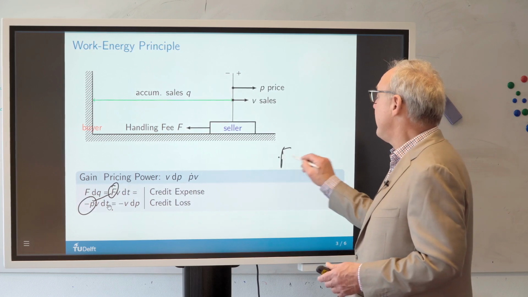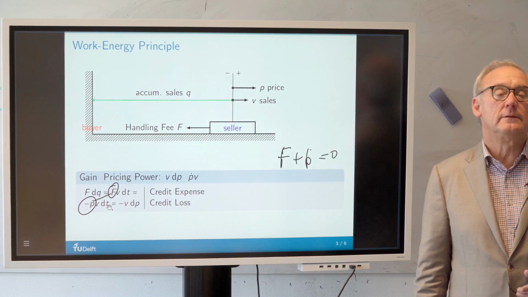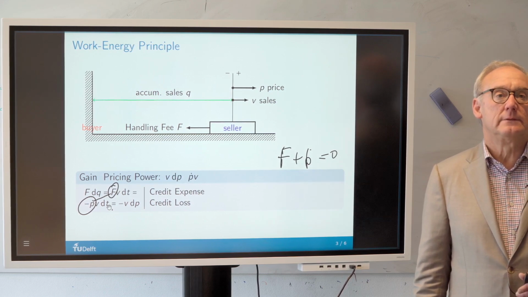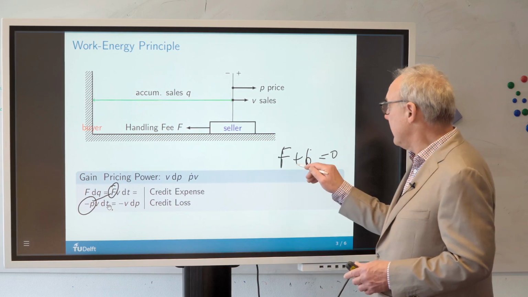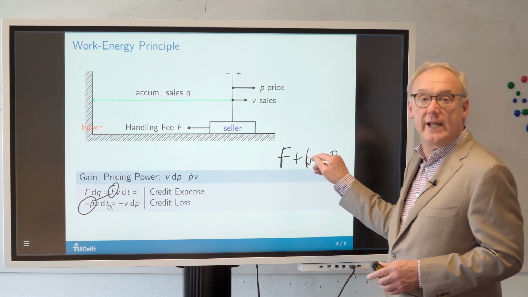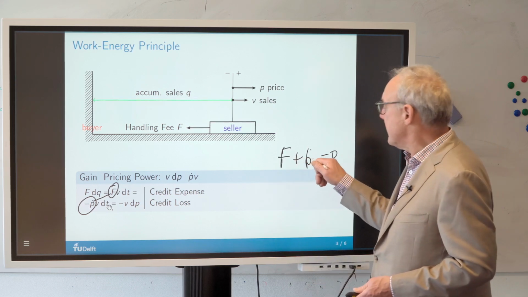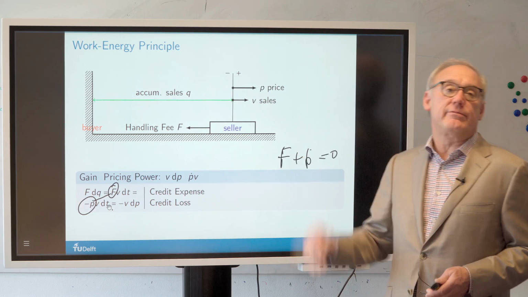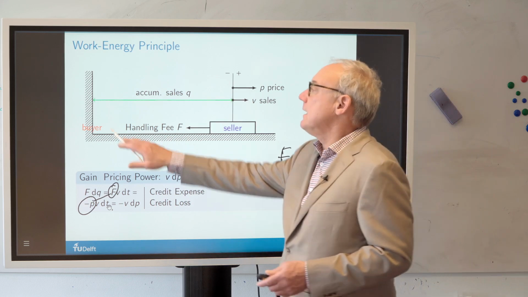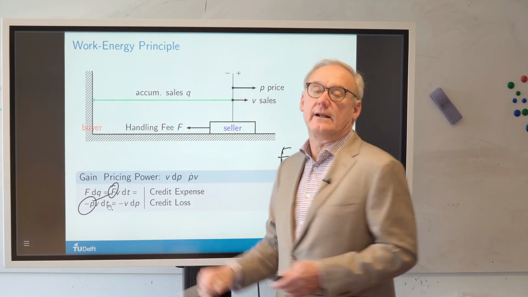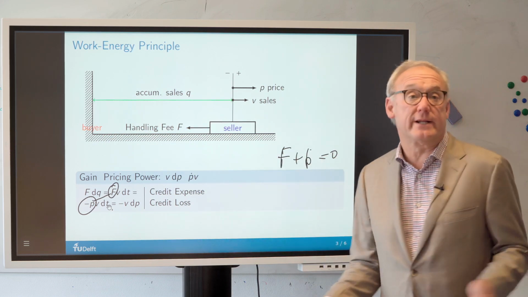So we have F plus P dot is 0. If I look at this seller here, the handling fee plus the price change, his movement is 0. If the handling fee is positive, then the price movement has to be negative. So the total price is what the buyer gets plus the handling fee. This is the law of conservation of momentum, or credit is debit.